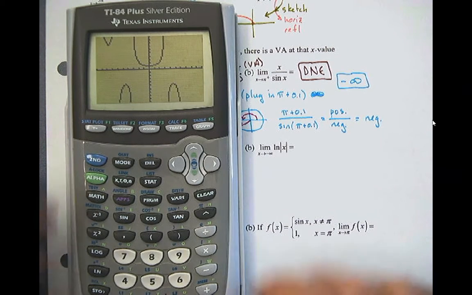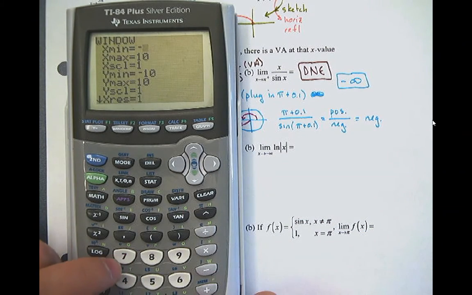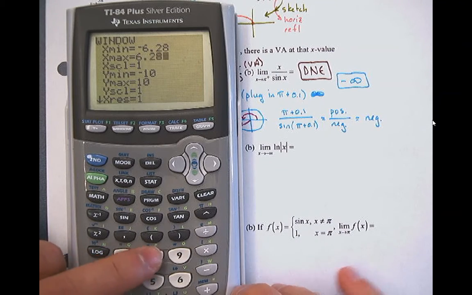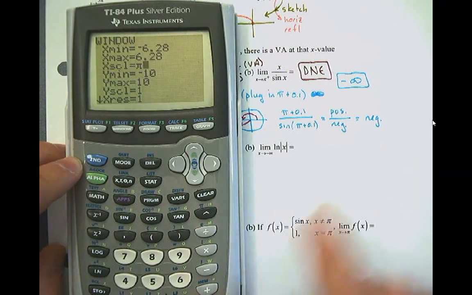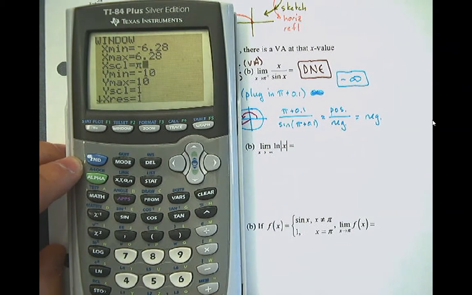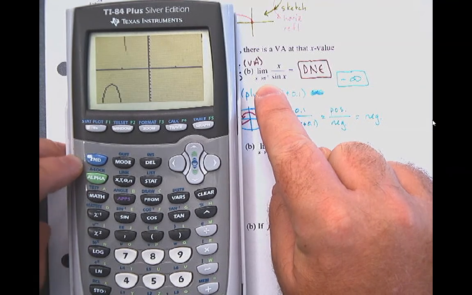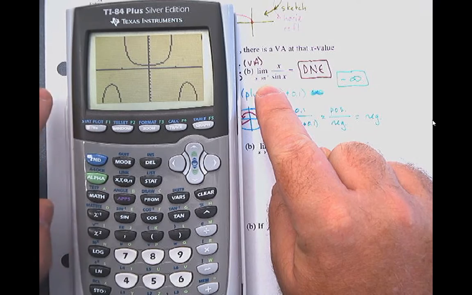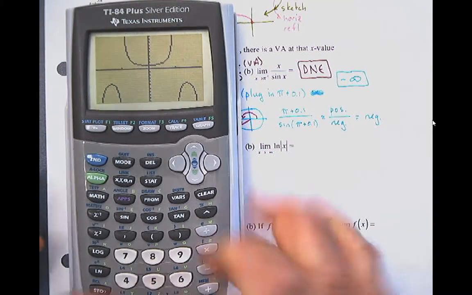Oh boy, bad window. I'm going to adjust the window so that let's just go from negative 6.28 to 6.28. Then I'll be going a distance of 2 pi. And I'm going to count by pi's so that I know where pi is. We want to approach pi from the right side. Okay, so there's pi right there. Coming from the right, where's our graph headed? Towards negative infinity. Perfect.